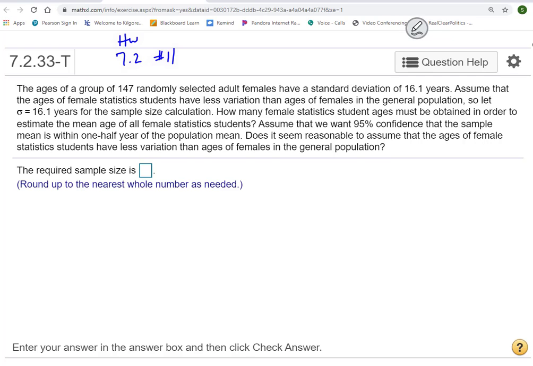This problem is number 11 from the homework for 7.2. I've already had it asked a couple of times, so I thought I'd make a short video.